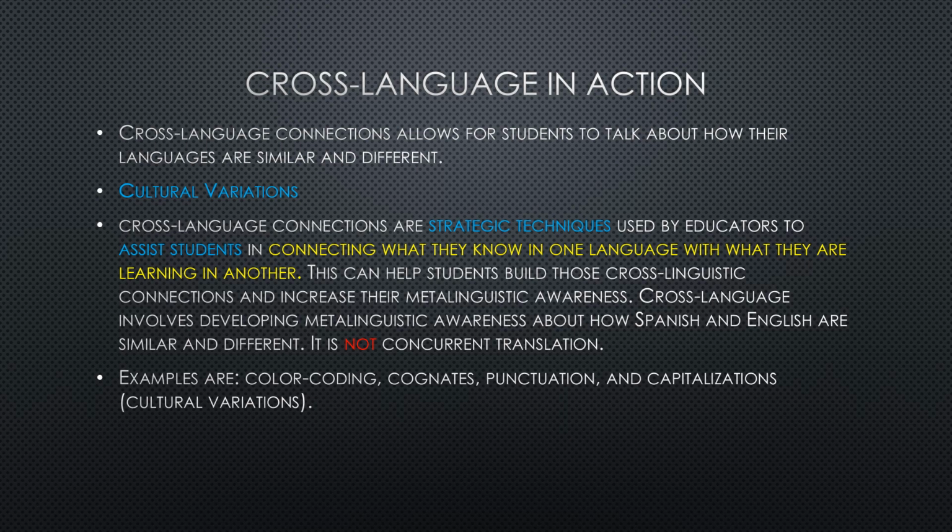Let's look at cross-language in action. Cross-language connections allow students to talk about how their languages are similar and different. We're going to talk a little bit about cultural variations, and this was a point brought by Juan Remigio. He talks about how cultural variations help because there are original Spanish vocabulary differences in usage.